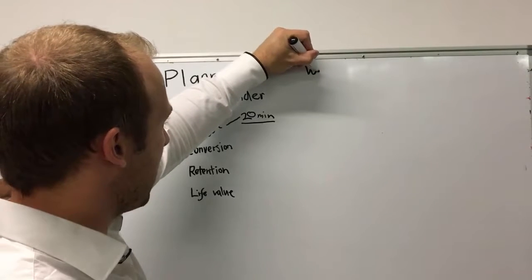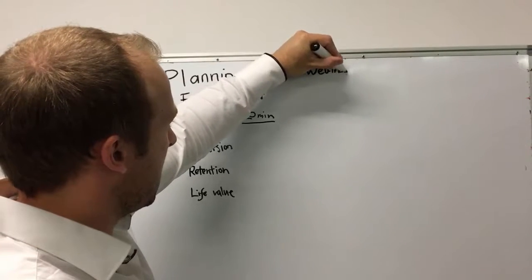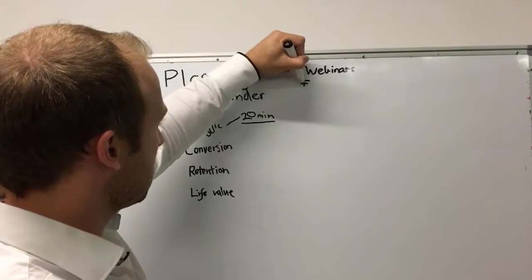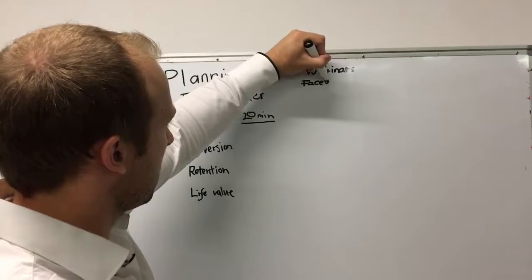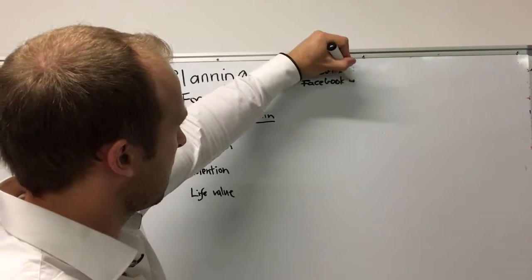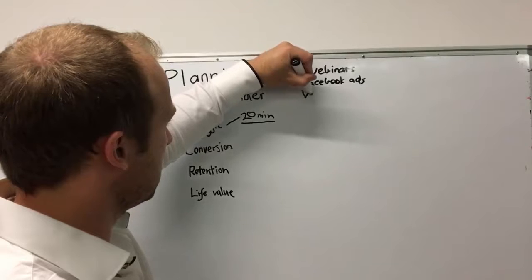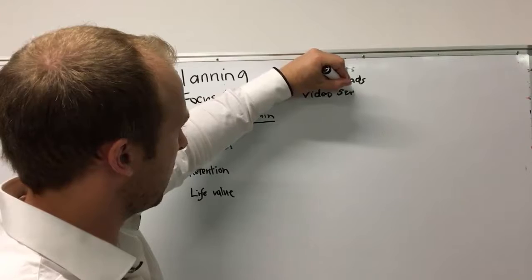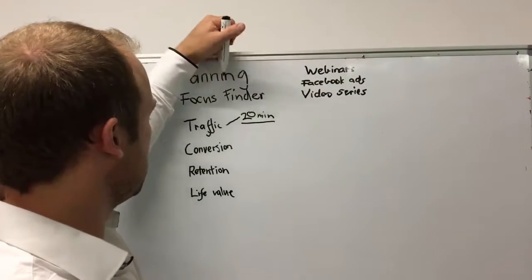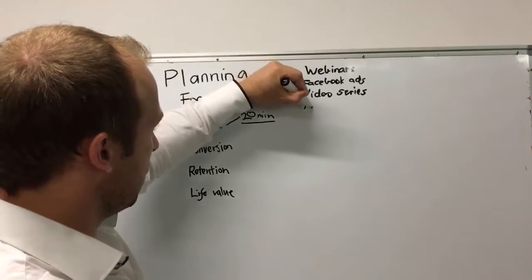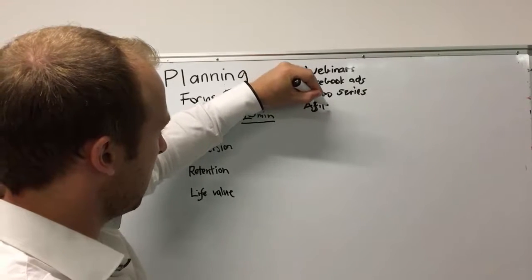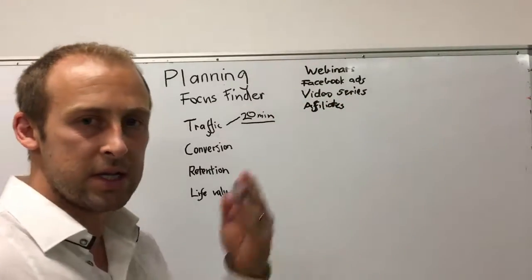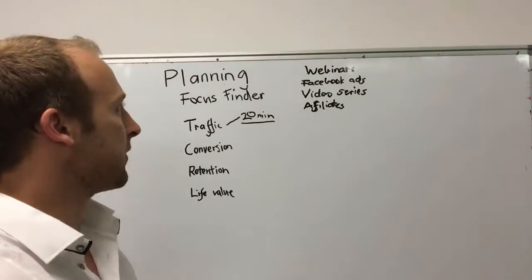Maybe we'll put on a webinar series. We might do Facebook ads and test that out. We might do a video series. What are some other ideas? We might do affiliates with physios and things like that. So we continue to brainstorm and go through that process for about 20 minutes.